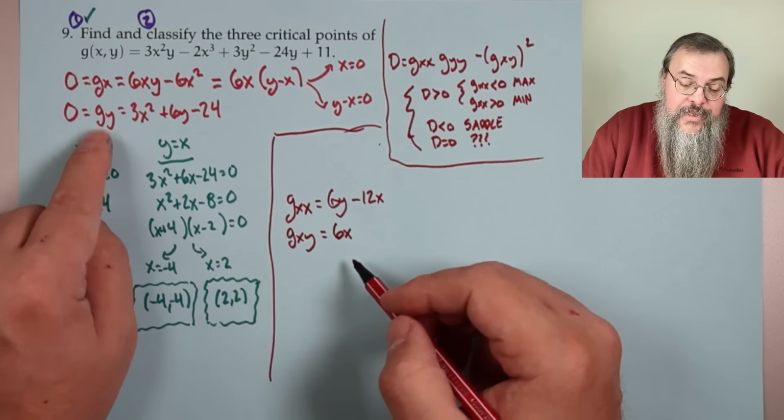We could also have done g sub y, take the derivative of that with respect to x, we'd have gone 6x, because they're going to match, especially in these kinds of problems. Gyy, well, okay, derivative of g sub y with respect to y, that goes away. That's going to be 6, and that goes away.